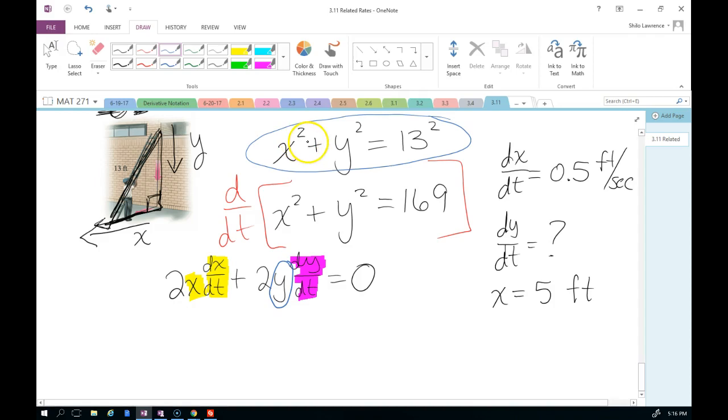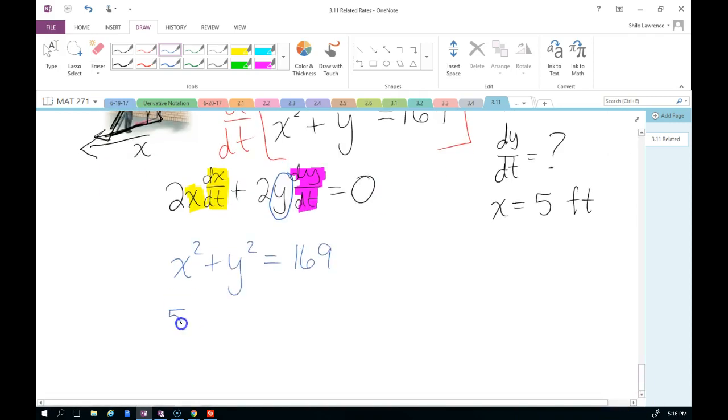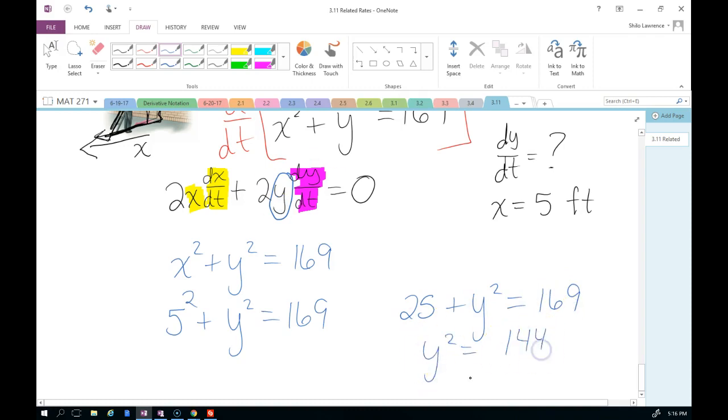So I'm going to go back up here to x squared plus y squared equals 169, and I'm going to plug in my x equals 5 and solve for the y value, because I see now that I need my y value. So 25 plus y squared equals 169. So I can subtract my 25 over. I get y squared is 144, which means y equals 12. So perfect. We know our y value. So we're ready to go ahead and plug into our related rates formula.